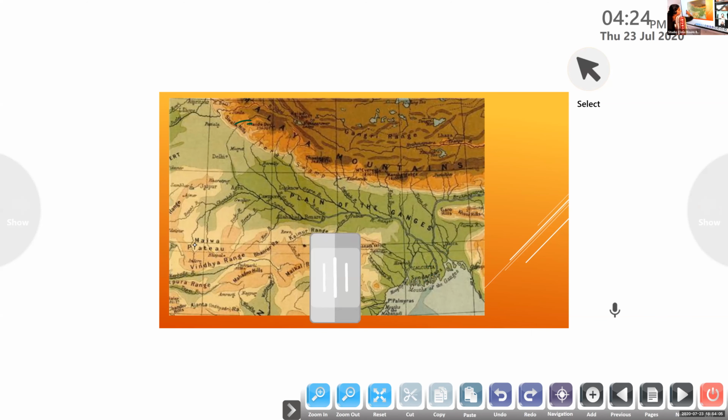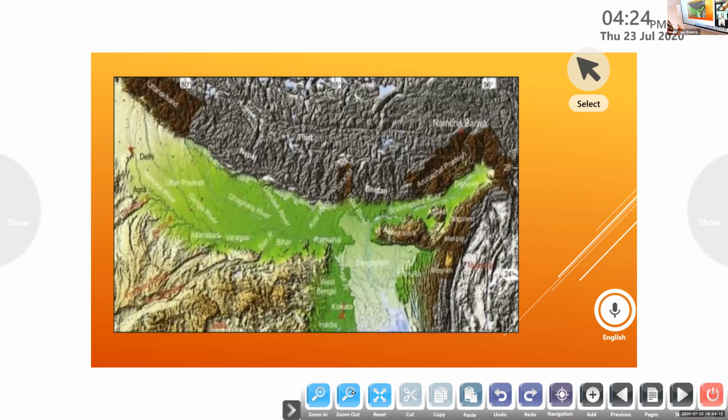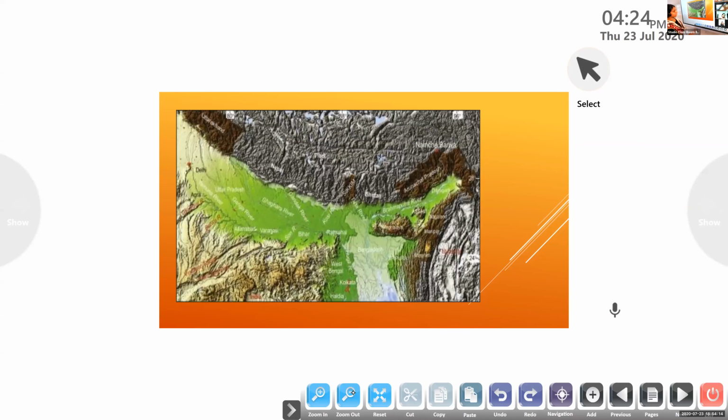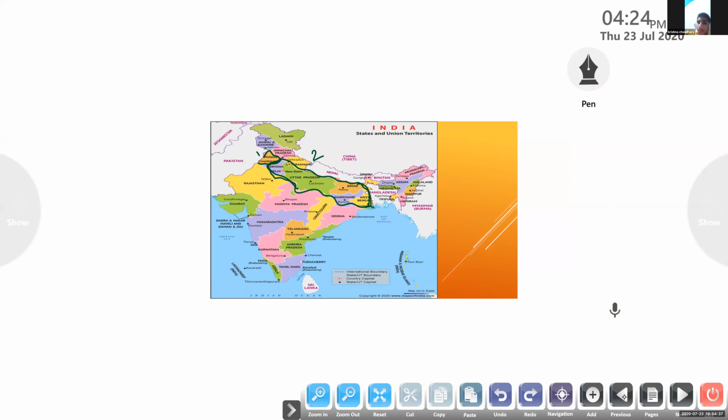Is it clear? Next one, last plain is Brahmaputra plain. Brahmaputra plain extends to the states of Jharkhand and West Bengal, right? Then it lies in Assam. This is Brahmaputra plain. It lies in Assam. Here it is, Assam. See?